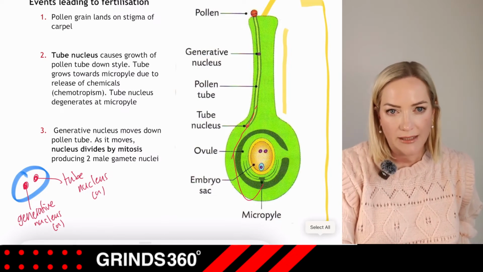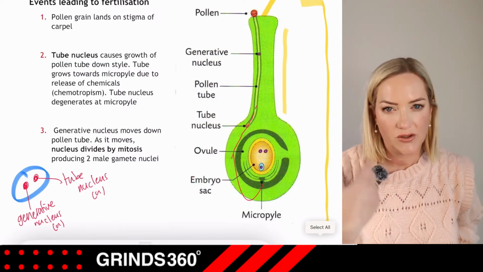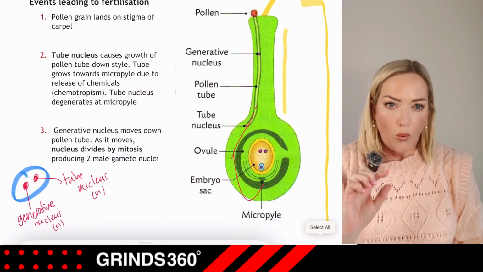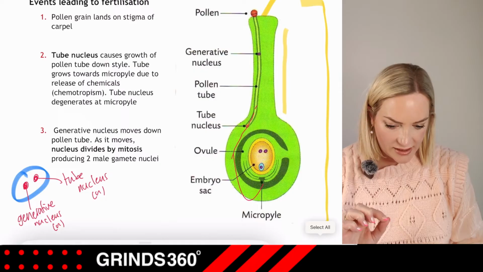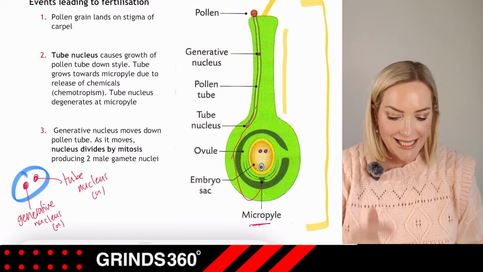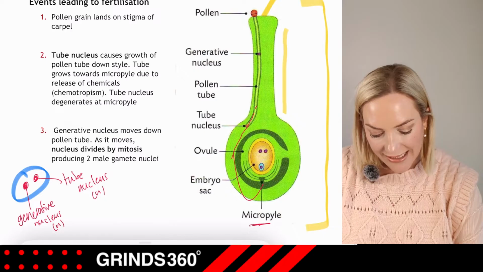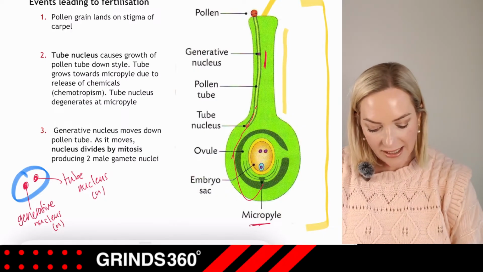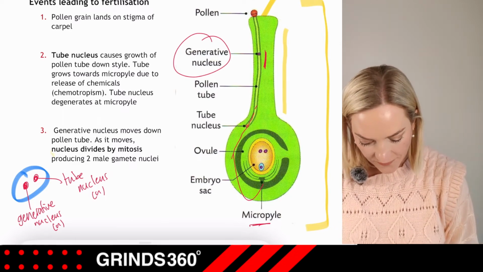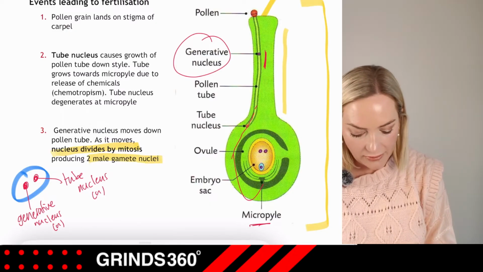So we're linking in with plant tropism. The tube nucleus is growing down a tube due to chemotropism. Chemicals are given off, so it knows which way to go. Once the tube nucleus gets towards the micropyle, it dies off, it disintegrates. The tube nucleus is there for the generative nucleus, because as the generative nucleus moves down the style, it will divide by mitosis. And when it's divided by mitosis, it's going to form the 2 male gametes.